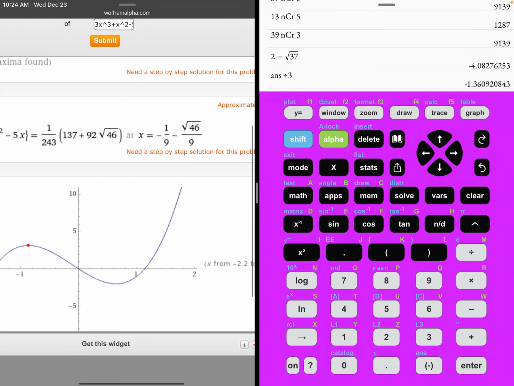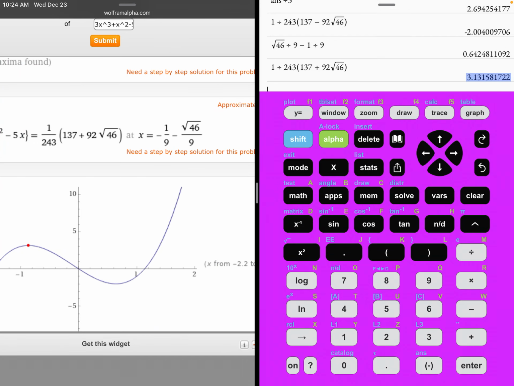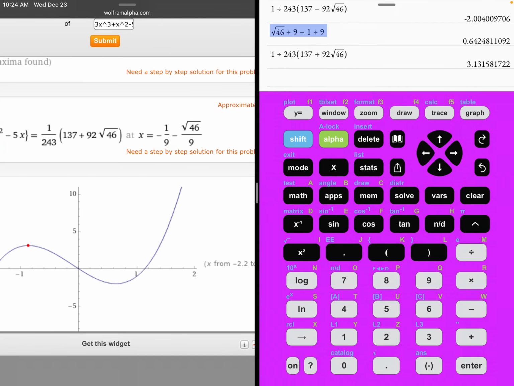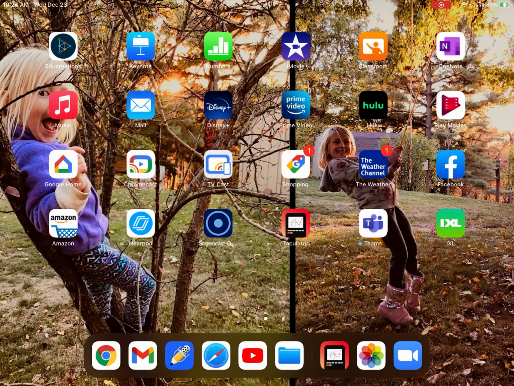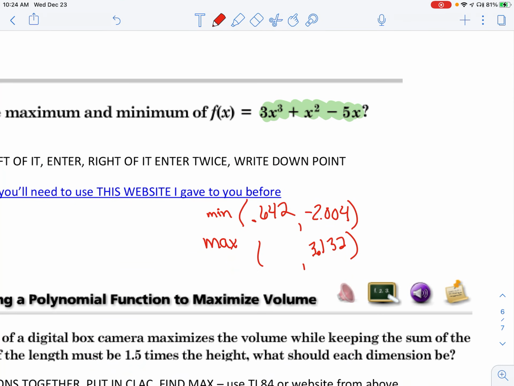And let's do the other one. Look how similar it is to what we were working at. It's almost the exact same as this one, isn't it? The x value here. It is, so it's close. I'll just type it in the way it says. This is negative 1/9 minus the square root 46. Get out of the square root, divide by 9, and it's negative 8.65.